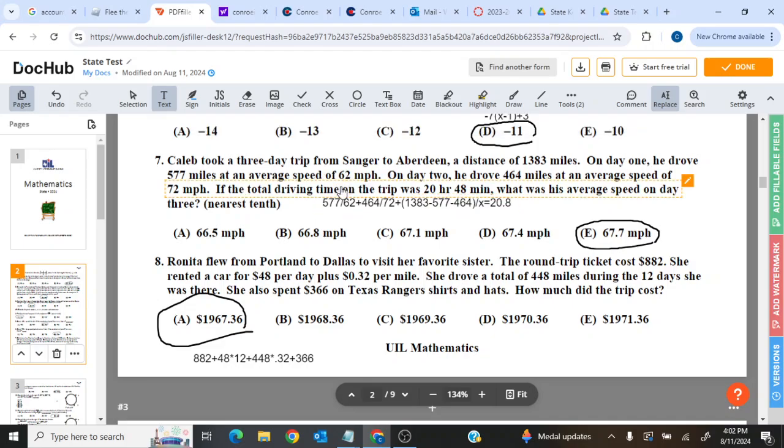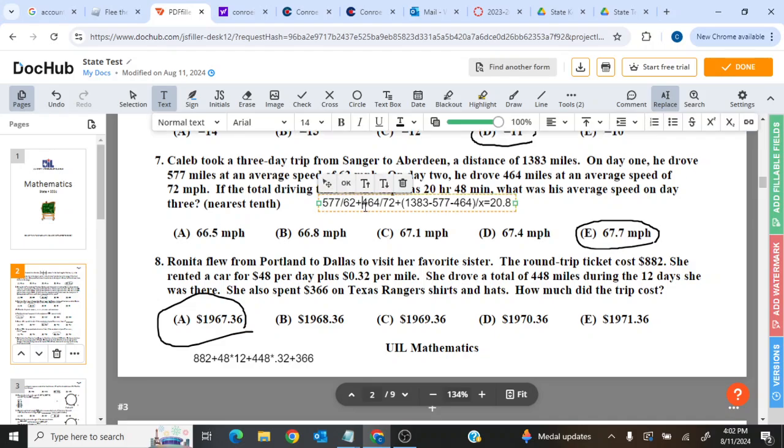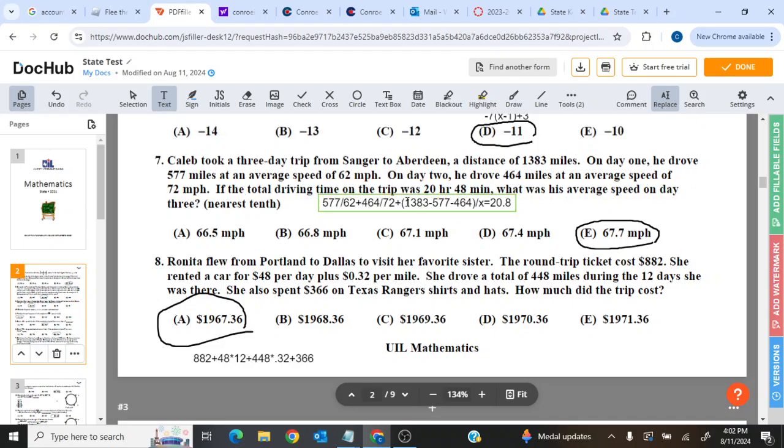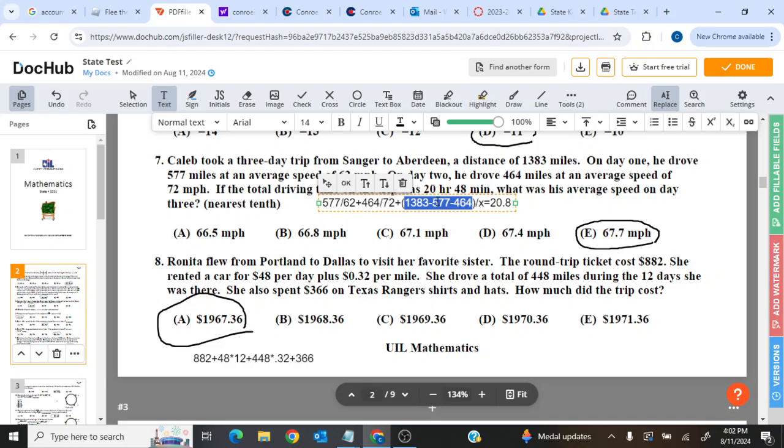So 577 miles at 62 miles per hour, that's part of the time. Then 464 miles at 72 miles per hour, another part of the time. And then everything else was traveled at an unknown speed. So the entire distance minus the parts traveled on day 1 and day 2, divided by some unknown speed of x, will get you 20.8 hours. And if you do that, you'll get a speed of 67.7 miles per hour.